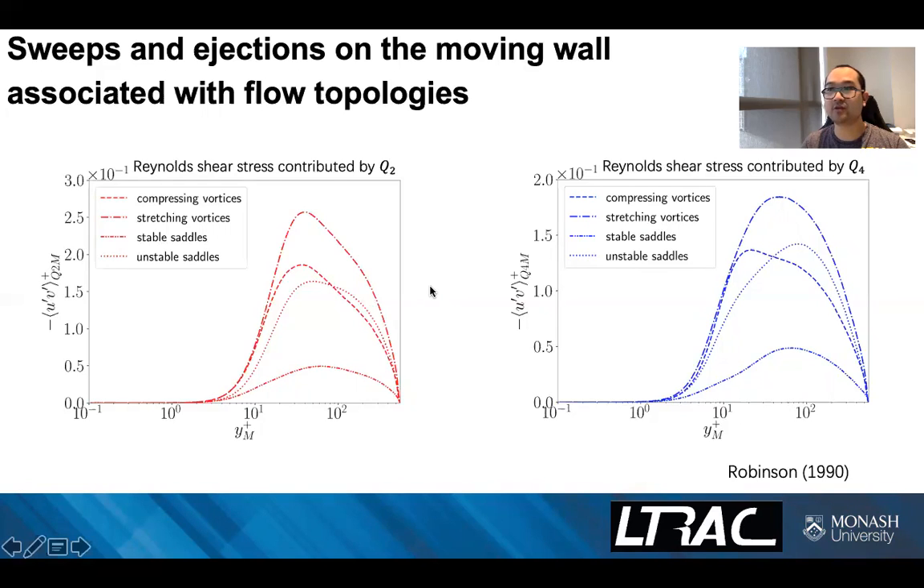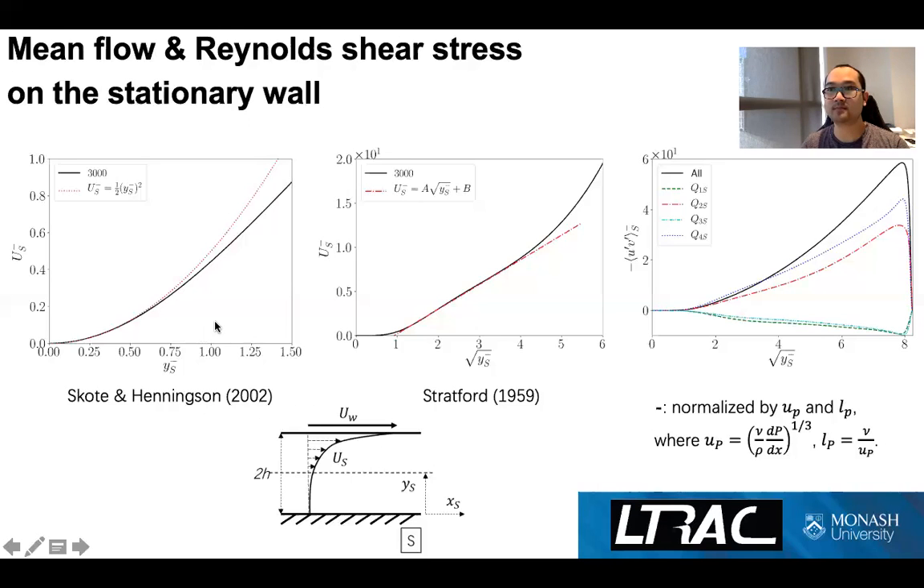These figures show the Reynolds shear stress contributed by sweeps and ejections on the moving wall associated with flow topologies. Based on the study of Robinson, the burst phenomenon is carried by quasi-streamwise vortical structures from the buffer layer. So we observed ejections dominate sweeps over the buffer layer, and they are mainly associated with compressing vortices and stretching vortices, which is in agreement with Robinson's results. Then let's have a look at the flow on the stationary wall.